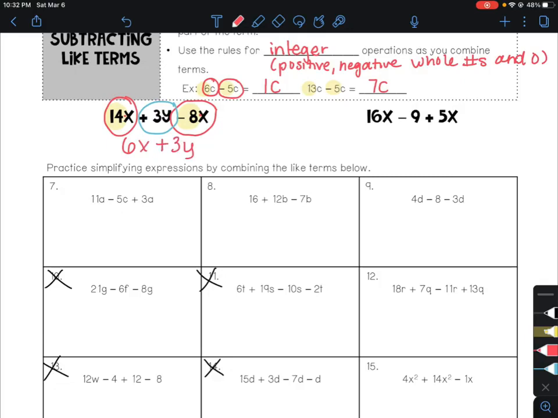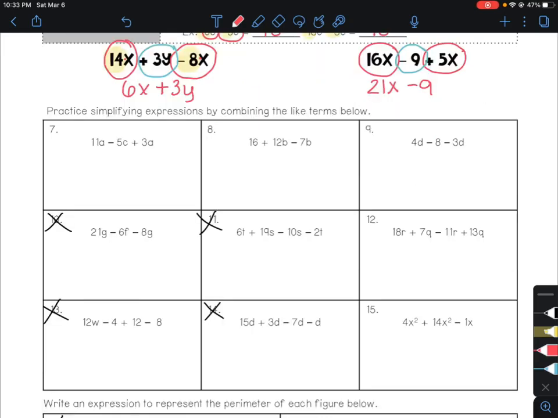16x minus 9 plus 5x. I have 16x. I also have 5x, but remember I'm circling the operation in front of it as well. And then I have 9, but wait, it's minus 9. So make sure you include that when you circle. So now I'm going to take care of the 16 and the 5, adding. That's going to be 21. They are both times x. So it's 21 times x, and then just a minus 9. All right, a few more examples.